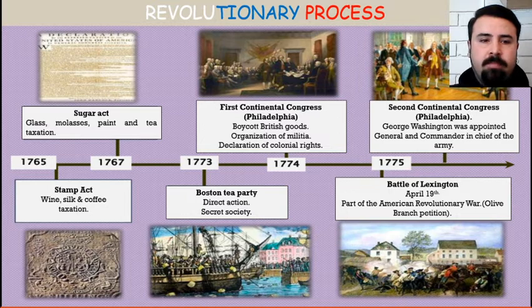Revolutionary process. 1765, Stamp Act. 1767, the Sugar Act. 1773, Boston Tea Party. 1774, the First Continental Congress in Philadelphia. 1775, the Battle of Lexington. And finally, the Second Continental Congress, also in Philadelphia.